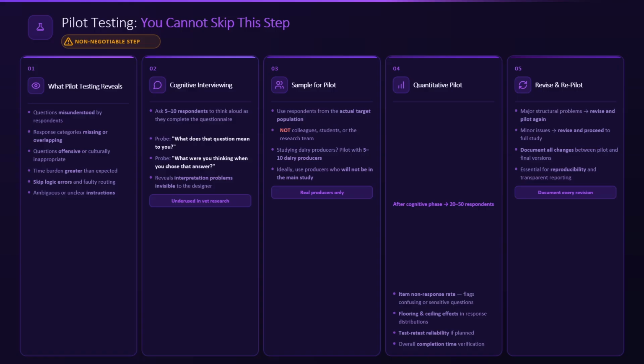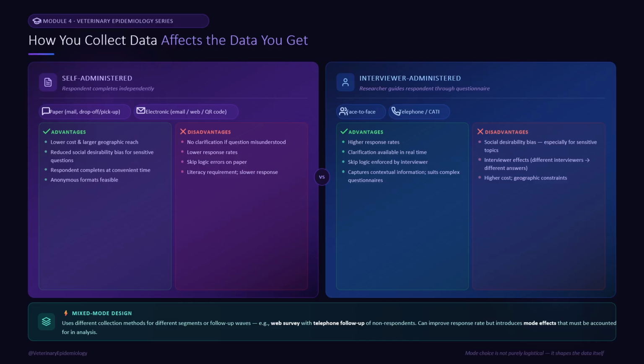Once the instrument is validated, the next decision is how to get it in front of respondents. Modes of administration shape the data itself. That's next. For your questionnaire, the mode is not just logistics. It directly affects data quality, response rates, and the kinds of bias your study is vulnerable to. So let's walk the major modes and their trade-offs.